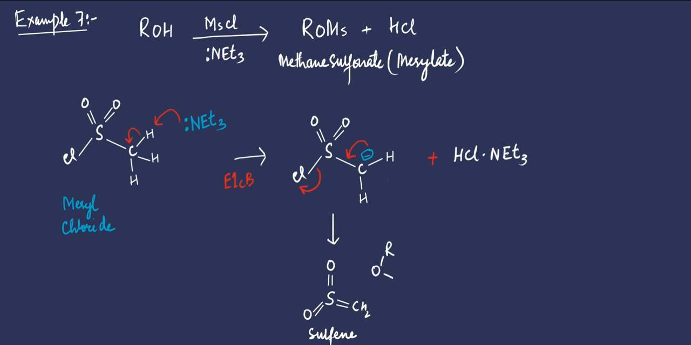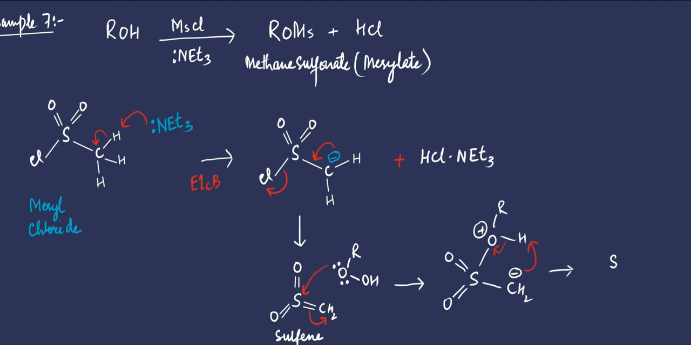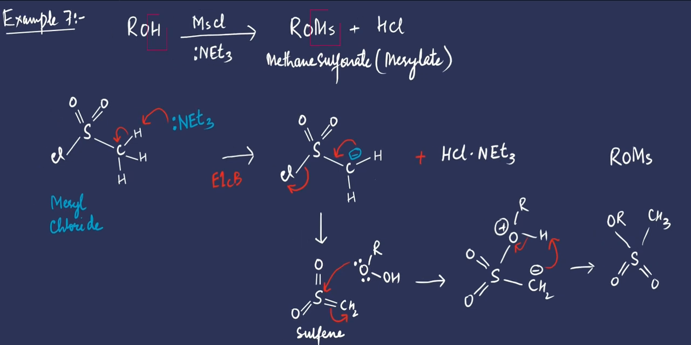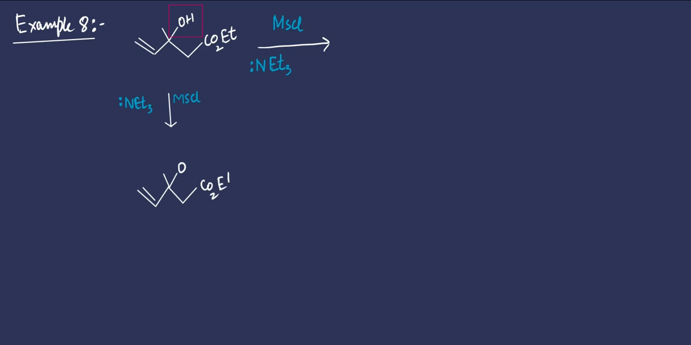This sulfene then undergoes addition of the alcohol on sulfur to form this methane sulfonate, also called mesylate. So this transformation is not a substitution reaction but involves an E1cB elimination followed by an addition reaction. In this example, we can now directly say, based on our previous example, that this hydroxyl group, in the presence of the base triethylamine and mesyl chloride, is transformed into a mesylate group.